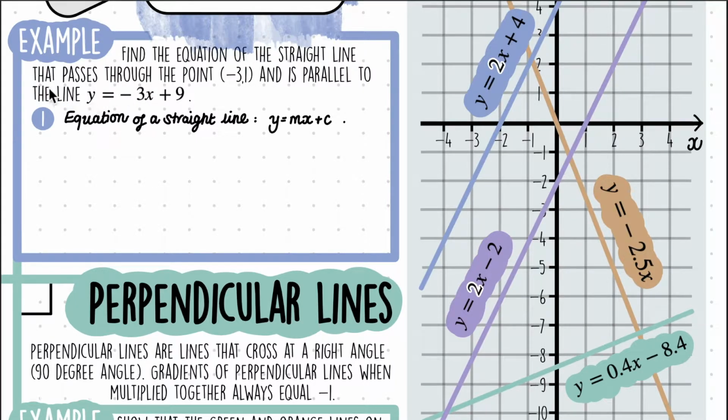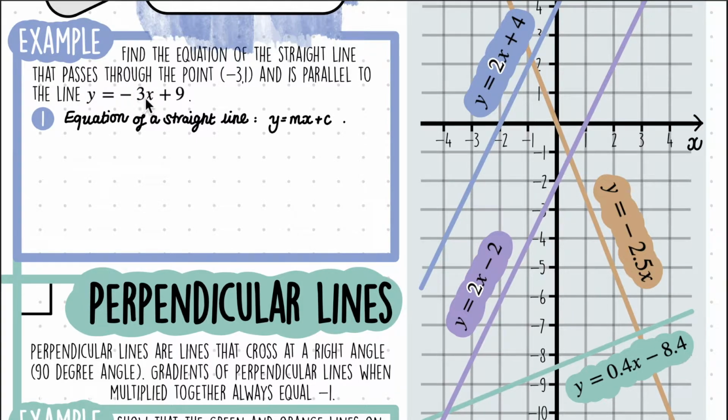I use this knowledge here that the line we're trying to find is parallel to this line. So we know that if the line we're trying to find is parallel to that line, then our line must have the same gradient as that line. And remember, the gradient of a straight line is this number in front of the x.